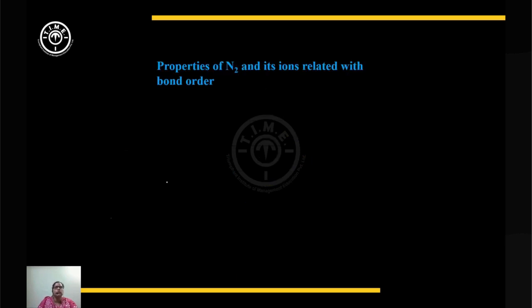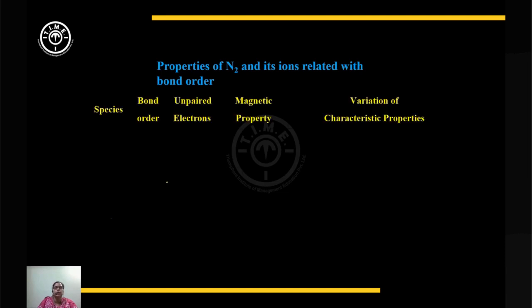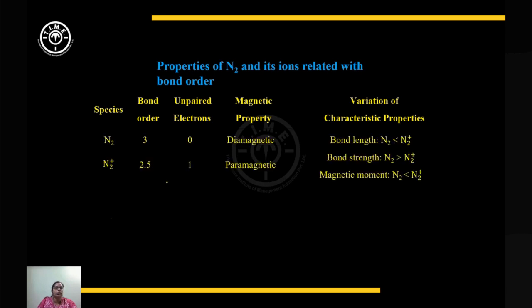Similarly, let us consider the properties of nitrogen and its ions related to bond order. Let's consider the 2 cases, N2 and N2 plus. Here the bond order is 3 for N2, and it is diamagnetic. In the case of N2 plus, 1 electron is removed from the pi 2py, so we get only 1 unpaired electron, so it is paramagnetic. Based upon the bond order, the bond length of N2 is less than N2 plus.